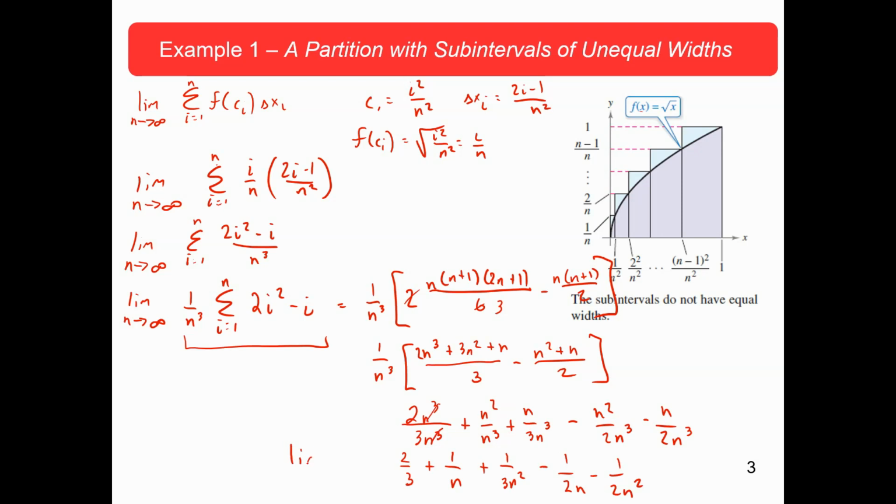So if I take the limit as n approaches infinity of all of that, well, that goes away, that goes away, that goes away, that goes away, and I get 2/3. So there is exactly what we're looking for.